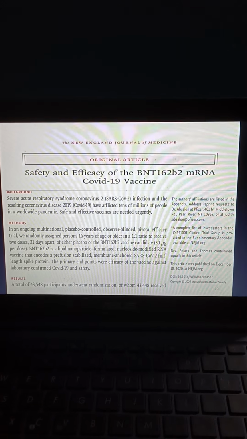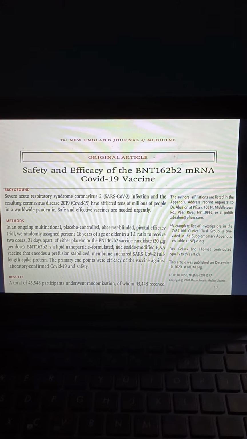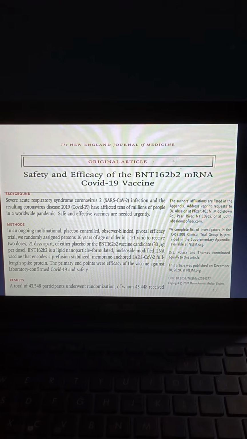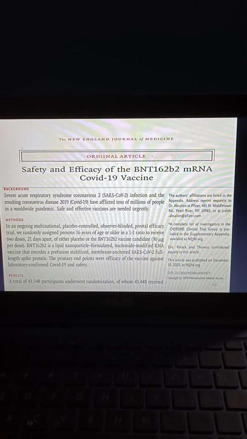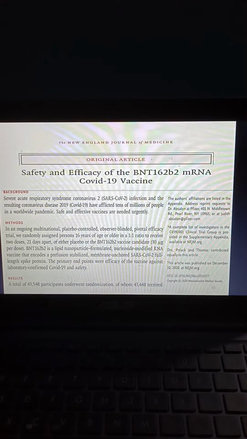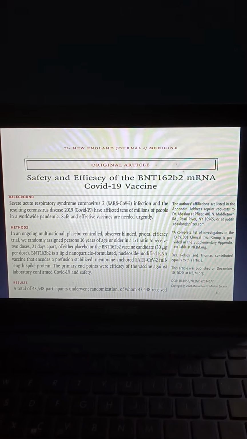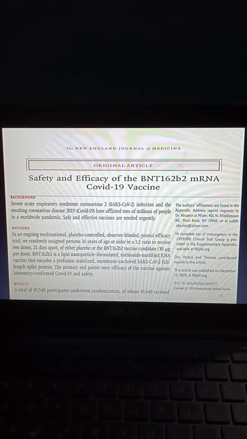Then the results: a total of 43,548 participants underwent randomization, of whom 43,448 received the injection. You can go through the article in the New England Journal of Medicine to know more about this article.